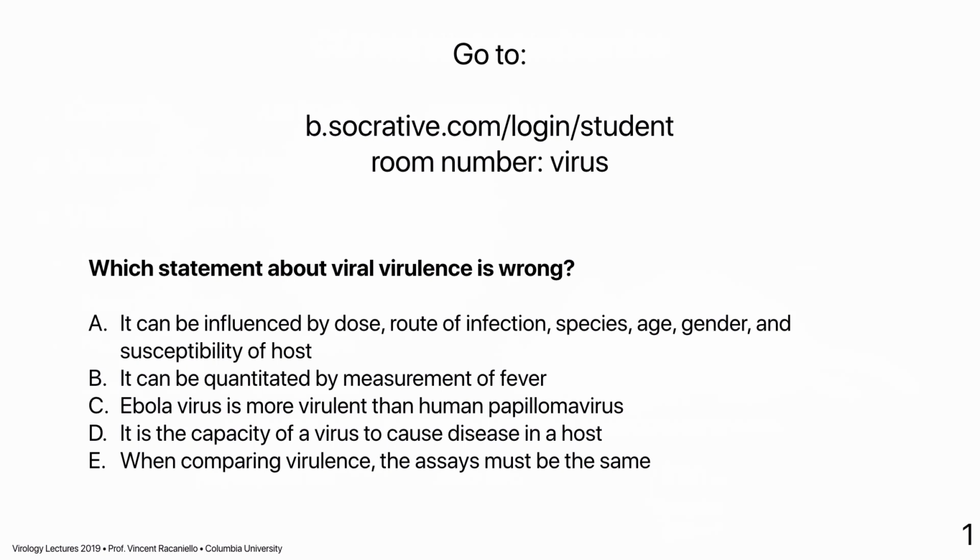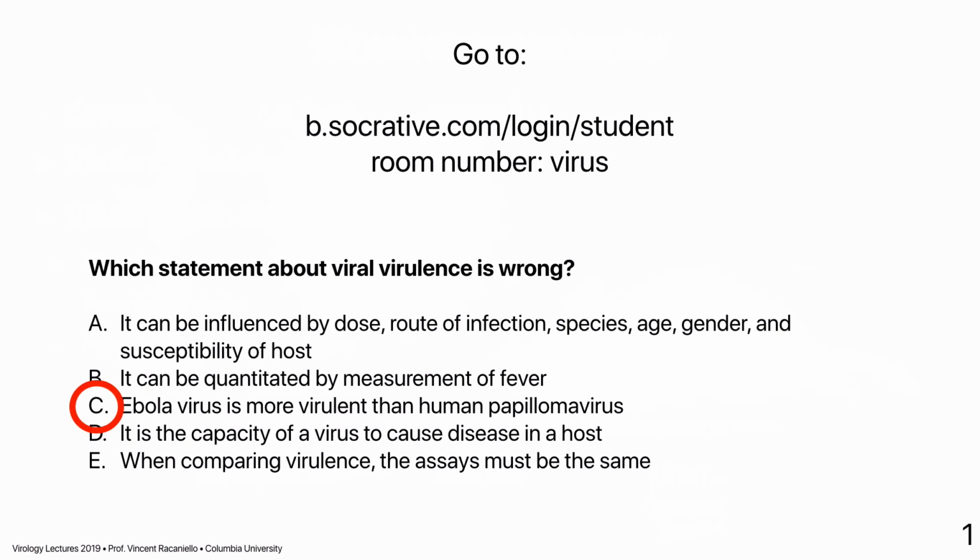So which statement about viral virulence is wrong? It can be influenced by dose, route of infection, species, age, gender, and susceptibility of the host. It can be quantitated by measurement of fever. Ebola virus is more virulent than human papillomavirus. It's the capacity of a virus to cause disease in a host. When comparing virulence, the assays must be the same.